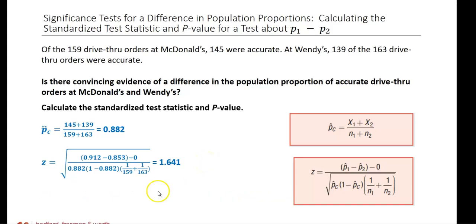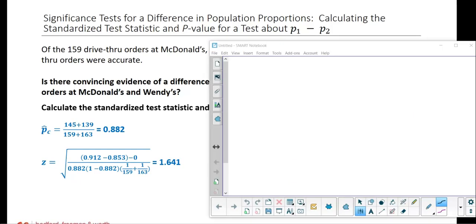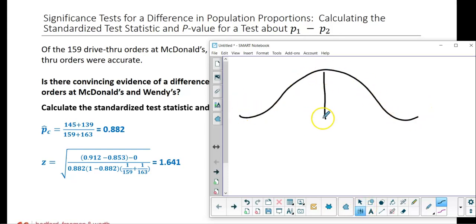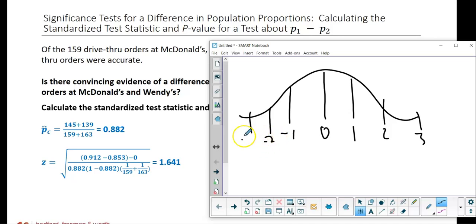What's interesting, and let me get something out to do this. Okay, so we've been drawing the normal curve. So that's just 0, 1, 2, 3 to the right, and -1, -2, and -3 to the left. So 1.6 is somewhere in here. So that's a z-score of 1.641. So I'm kind of going there and shading to the right.